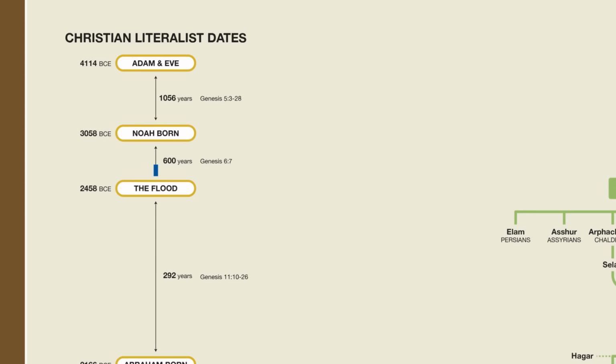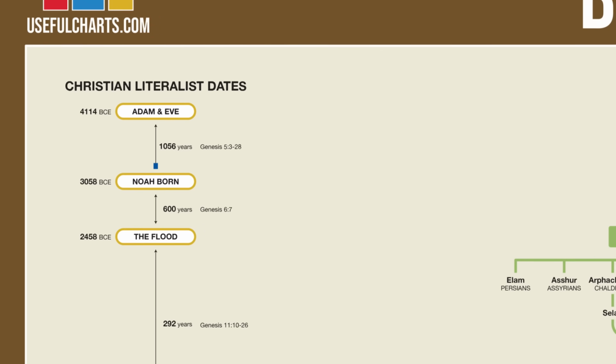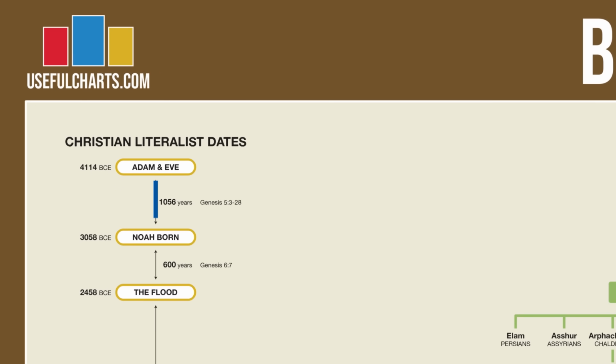Noah was 600 when the flood happened, and according to Genesis 5, he was born 1,056 years after Adam and Eve. So that gives us a final date of 4114 for the creation of Adam and Eve. Now, some Christian literalists come up with slightly different dates, depending on how they do the counting. But generally speaking, if you take the Bible literally, creation is going to be somewhere around 4000 BCE.